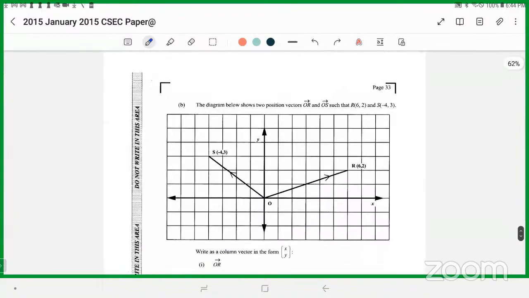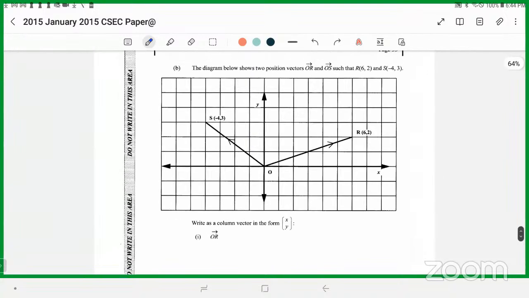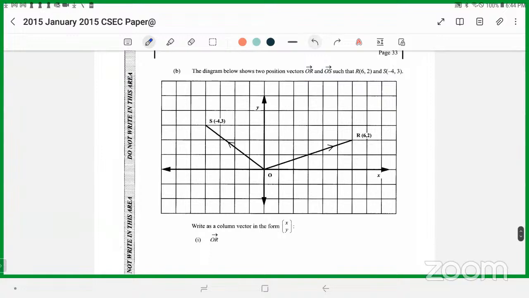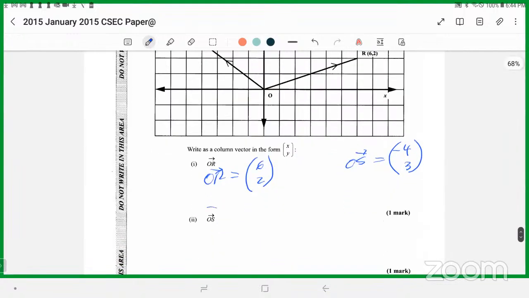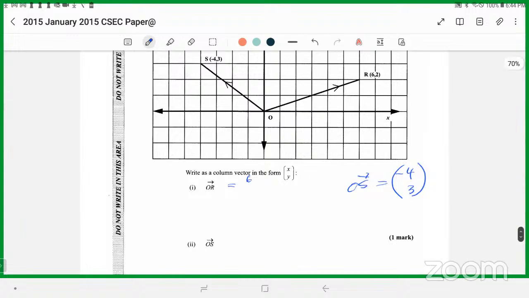Then we'll come to the vectors now. Vectors give us these two vectors, OR and OS, as position vectors. These are the points. And so they want us to write down OR. If the coordinates of R are 6, 2, then the position vector will have the same values, 6, 2, as a column vector, OR. OS similarly will have the same values as the coordinates, -4, 3. Easy like that. Oh, they have it here as well. Okay, so let's put them right there then. So the OR will have the same coordinates as the point, 6, 2.